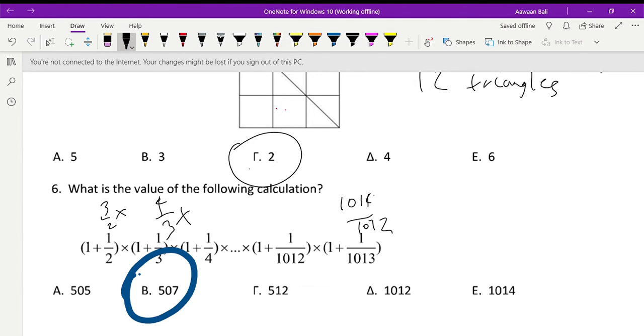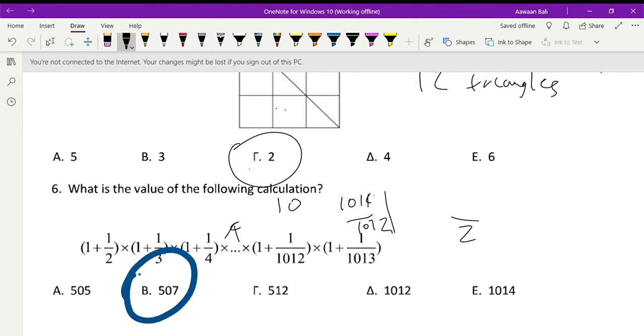Now basically you realize that these things just keep on cancelling, and they'll keep on cancelling until we get to the last fraction here. But first we have the 2. The 2 didn't get cancelled because there was no other 2, so we know that 2 is the denominator. But then when we look at this, the last one is 1014 upon 1012.